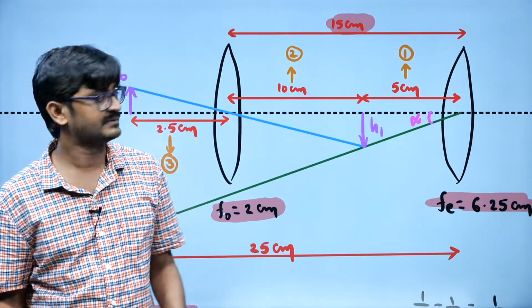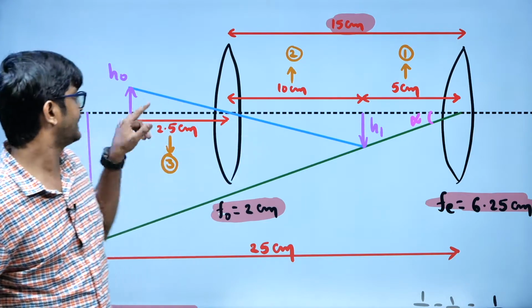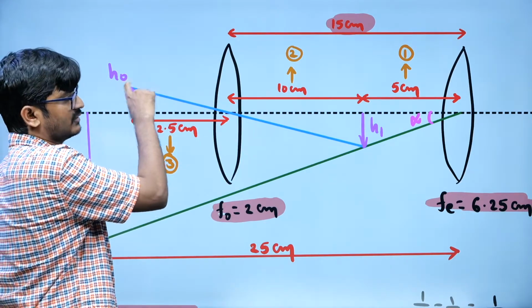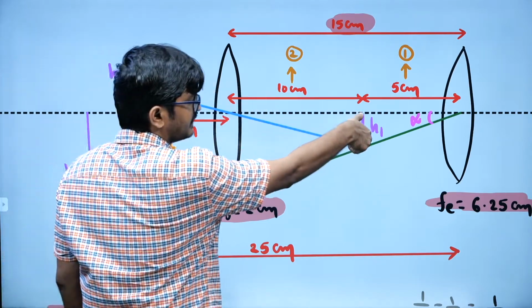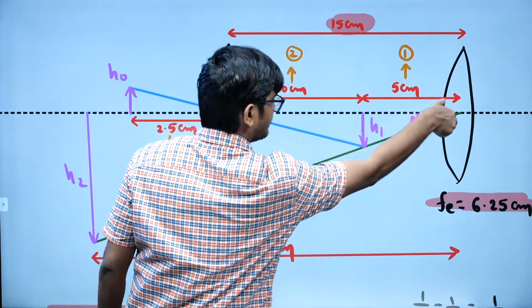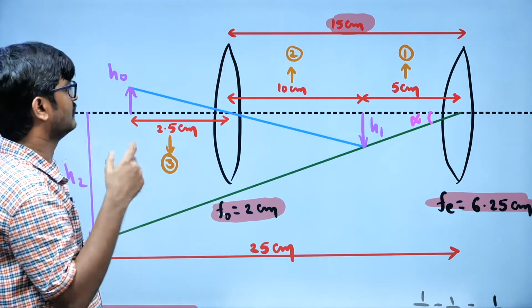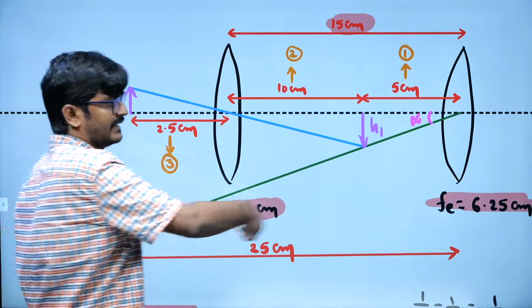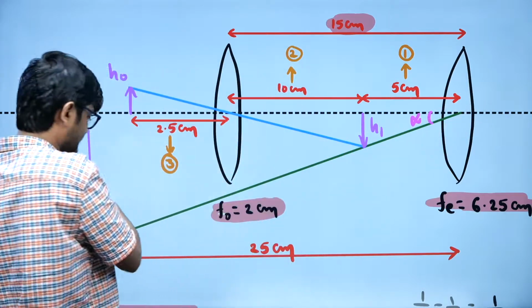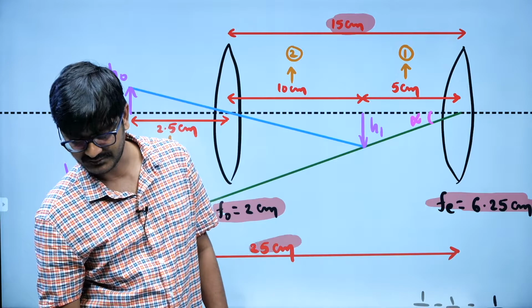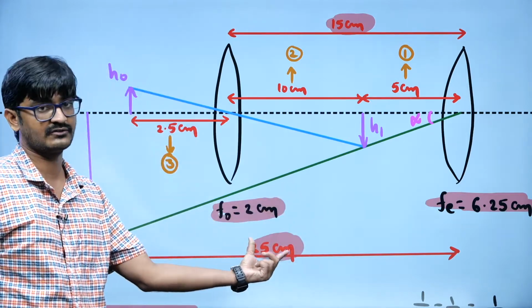So now I am seeing where the object has to be placed so that the final image forms at the required position. If I keep the object here, this will act as the object for this lens and the image will be formed here. Now this will act as the object for this lens and the image will be formed here. Now the final image, my eye will be here. The final image has to be at a distance of 25 centimeter from my eye. So I am going with the first case, where the final image has to form at 25 centimeter.